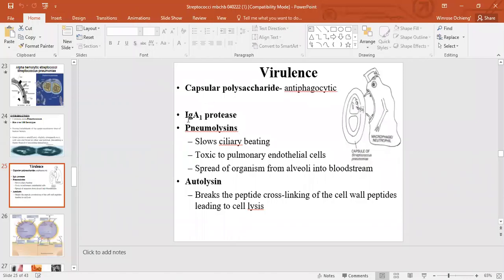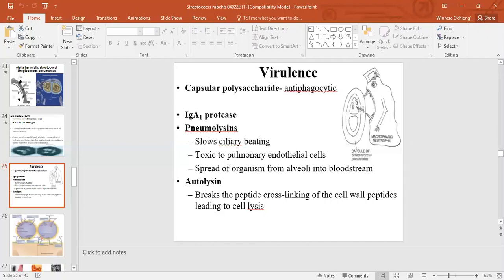They have IgA protease. It also helps them, and we have pneumolysin. This one is what we know in our respiratory tract. We have cilia. I know you have done immunology, or if you have not, you are doing it. We will see in innate immunity that we have cilia in our respiratory tract that help prevent microorganisms from gaining entry and causing infection. But these pneumolysins are able to slow the ciliary beating, and so they are able to cause infection.